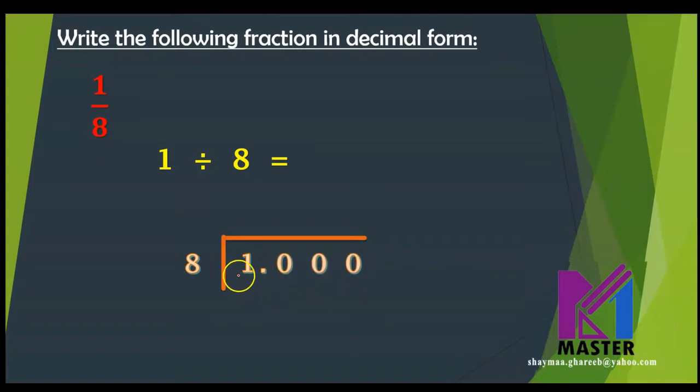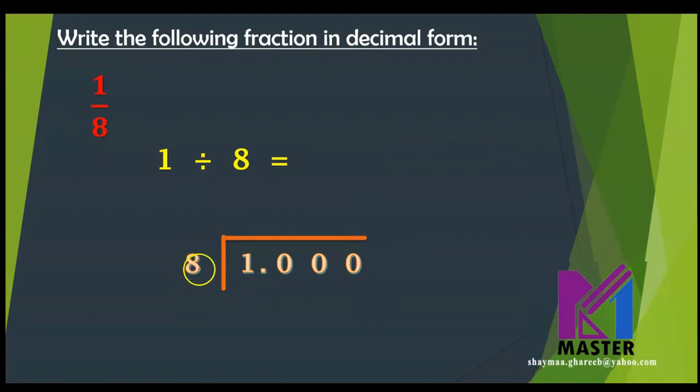I can rewrite this one as 1.000. I didn't change the value of the 1. It's still 1 as it is. I just added a decimal point and 3 zeros to have a 3 decimal place number. Is this clear? Let's start doing the division again.